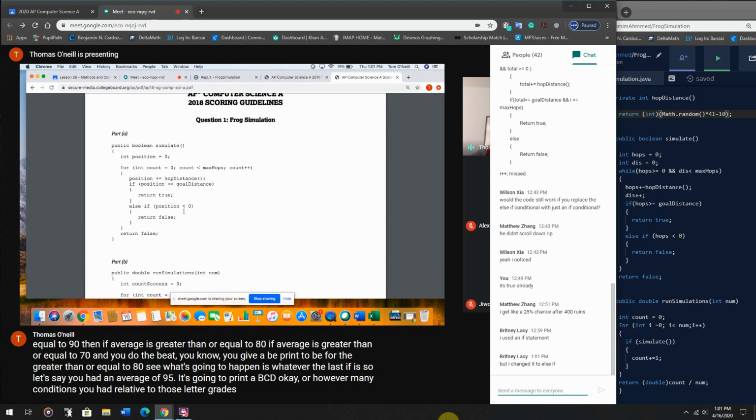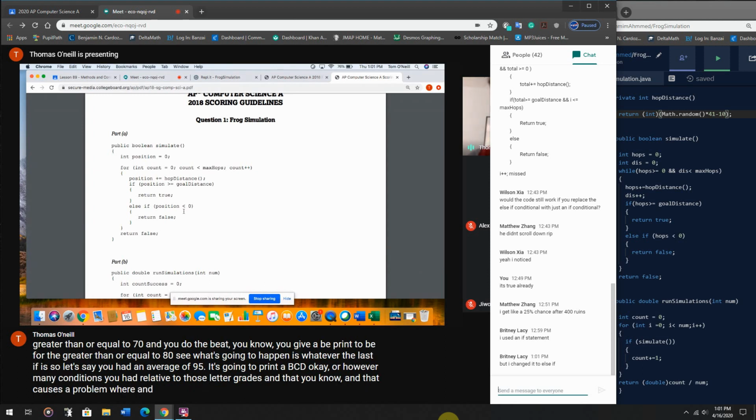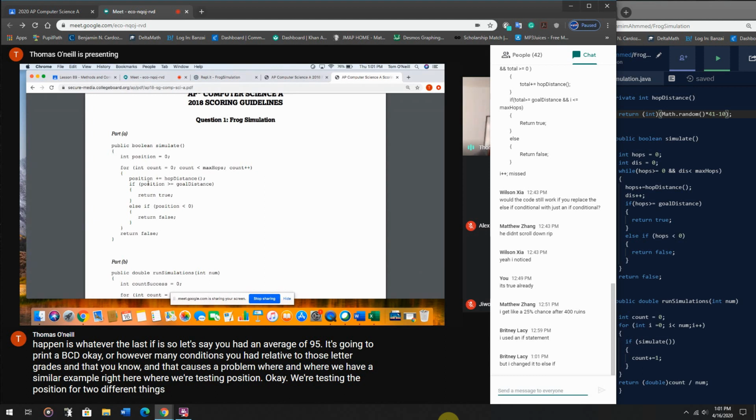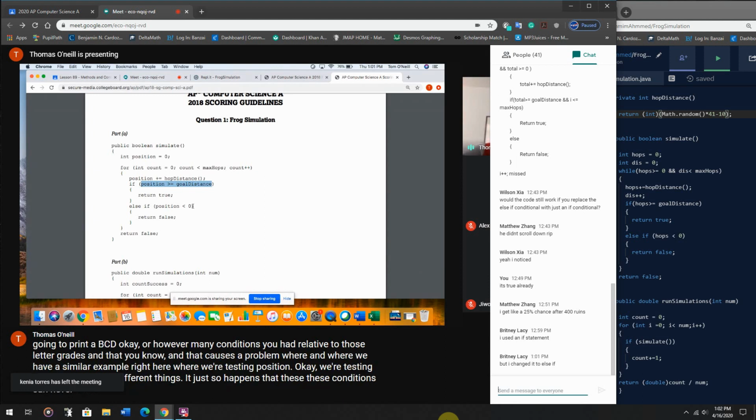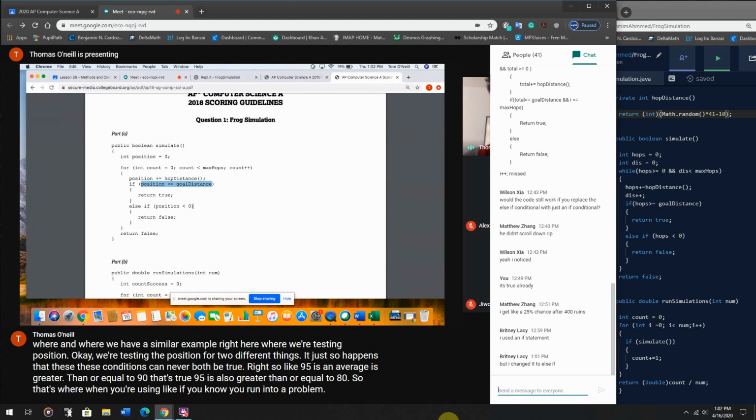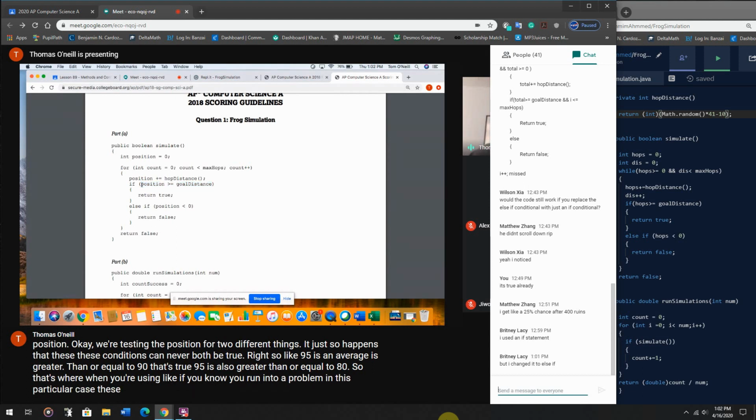And that causes a problem where we have a similar example right here where we're testing position, okay? We're testing the position for two different things. It just so happens that these conditions can never both be true, right? So like 95 as an average is greater than or equal to 90, that's true. 95 is also greater than or equal to 80. So that's where when you're using just if, you run into a problem. In this particular case, these two conditions are opposites of each other, right?